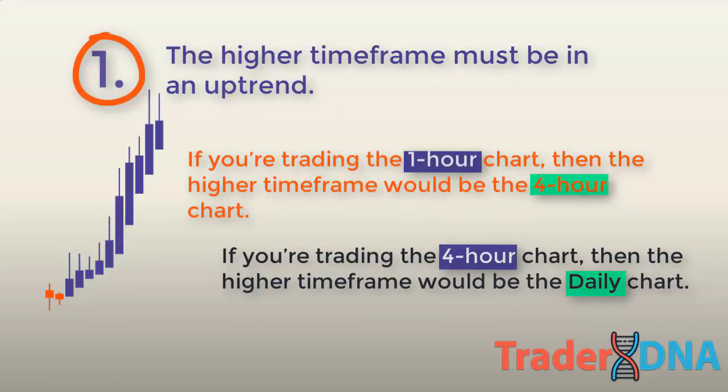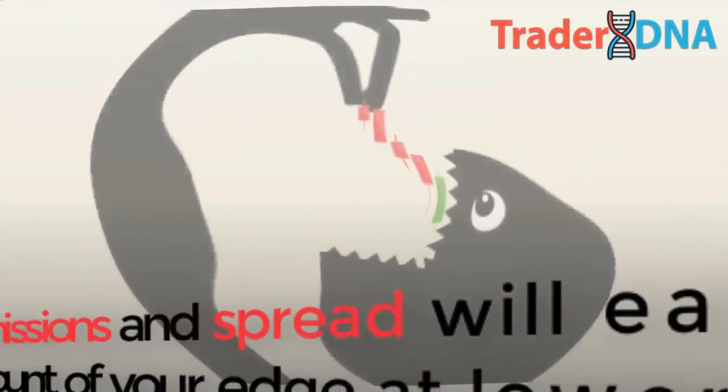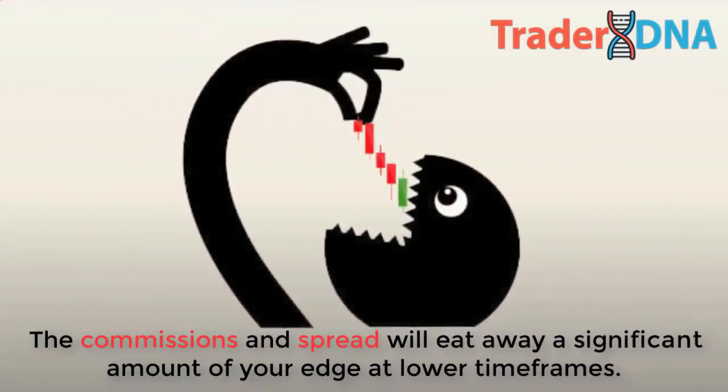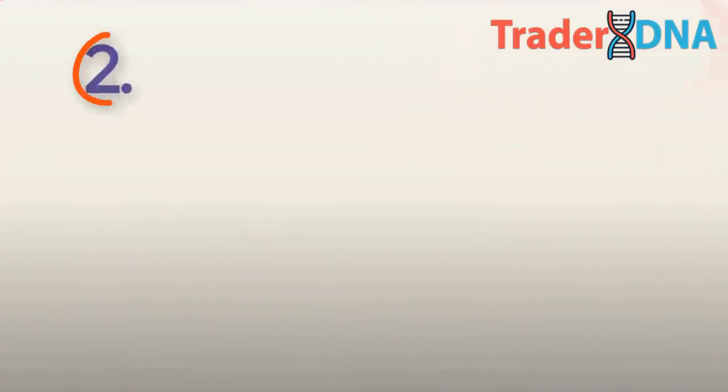I don't like to trade any time frame lower than the 1-hour chart because not only is it tiring to watch, but the commissions and spread will eat away a significant amount of your edge at lower time frames. But that is not to say that it's not profitable trading lower time frames. It's just more difficult because your spread and commission would be a bigger percentage of your trade parameters than in the higher time frames.